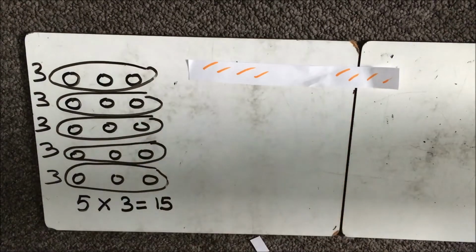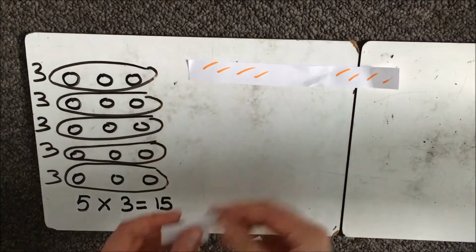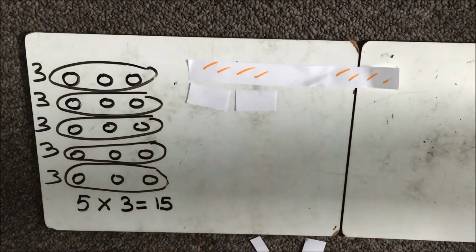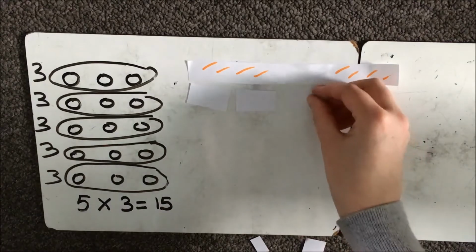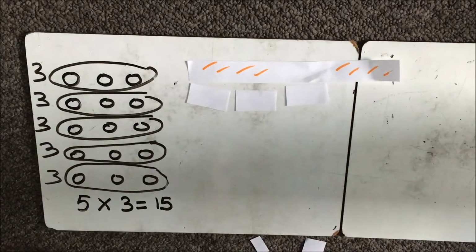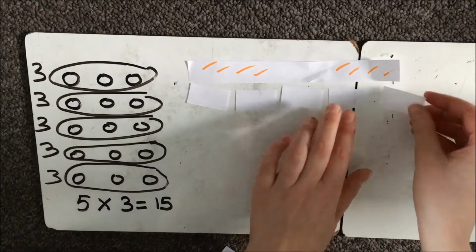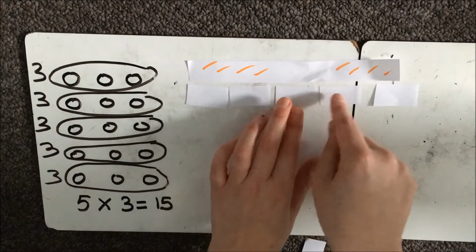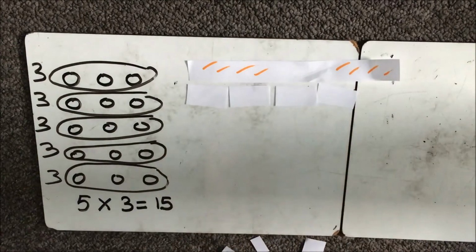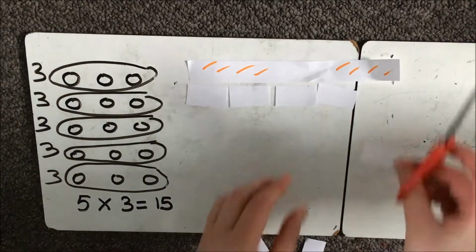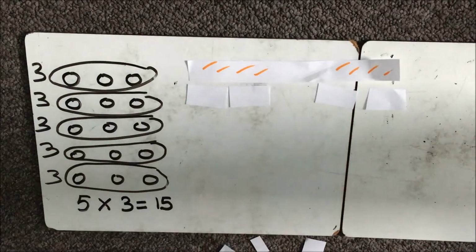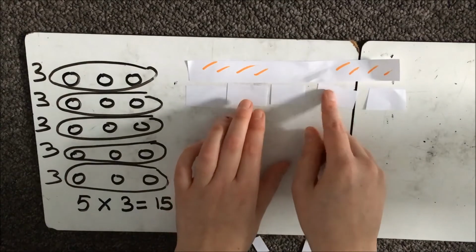Why? Yeah, that's right, because they mean the same number. Each part is 3 because we're counting in 3s. That's 1 part, 2 parts, 3, 4, 5. And when I've cut my 5 parts, they should be the same as my whole. I might just trim these down a little bit.